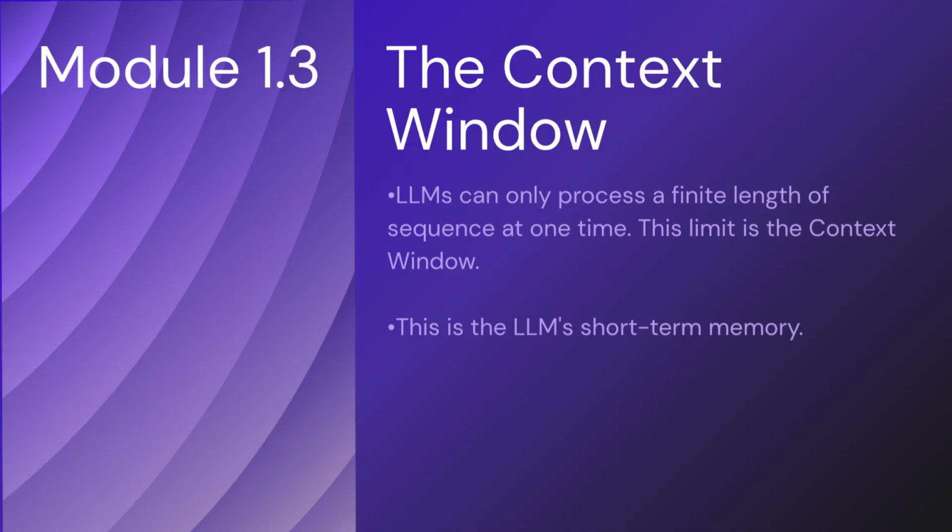Current LLMs have context windows ranging from thousands of tokens, like 4,096, up to hundreds of thousands, like 128,000. Crucial point. This is the LLM's short-term memory. If your input text, plus the ongoing conversation history, exceeds this token limit, the model forgets the oldest parts of the sequence. It's literally truncated or cut off from the beginning. The bigger the context window, the better the model is at tasks that require long-range understanding, like summarizing an entire research paper.